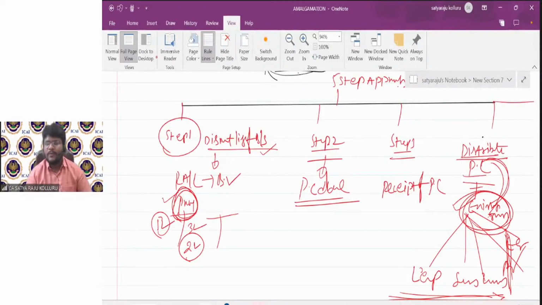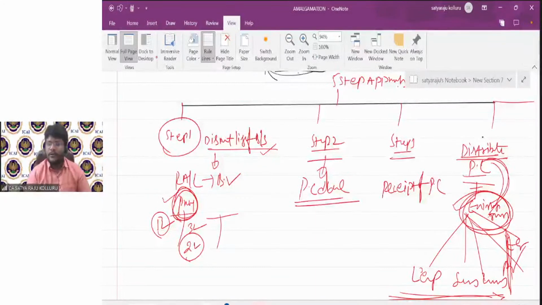Next, you can come to step number 3, which is receipt of PC. Sir, in the form of PC, you may receive cash, you may receive equity shares of purchasing company, you may receive preference shares of purchasing company, or you may receive debentures of purchasing company as well. That's why the entry is cash account Dr, equity shares of purchasing company, preference shares of purchasing company, debentures of purchasing company Dr to purchasing company. You need to set off the debtor by crediting the purchasing company.